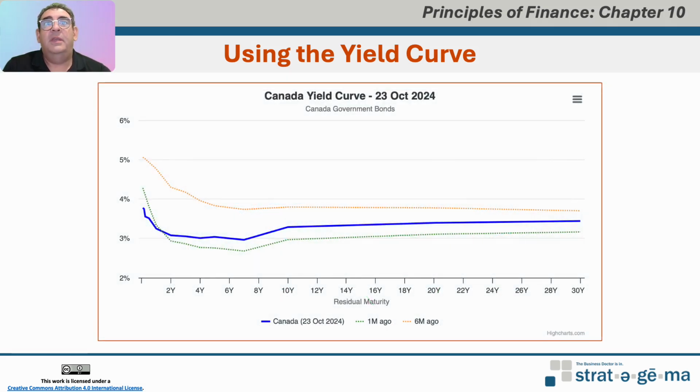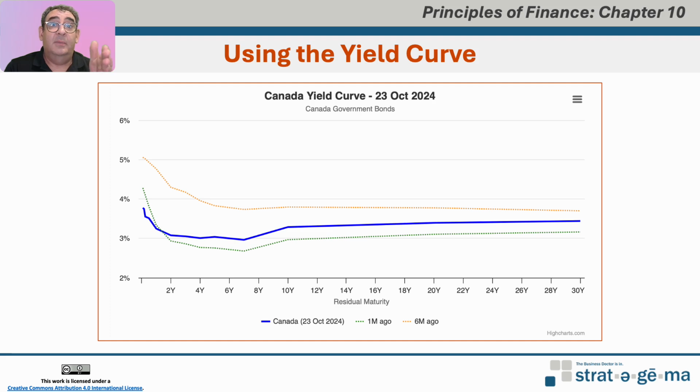Here's a graph I found of the Canadian yield curve, fairly recent. So on October 23rd, 2024, we can see that we've got a little bit of inversion going on here. The blue line is the most recent. The green dotted line would have been a month ago, and the orange 6 months ago. We can see that all 3 lines show an inverted curve.